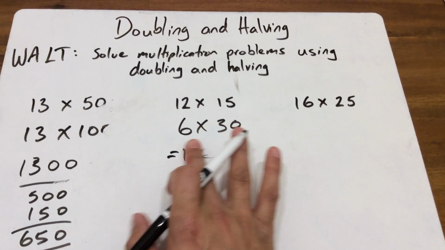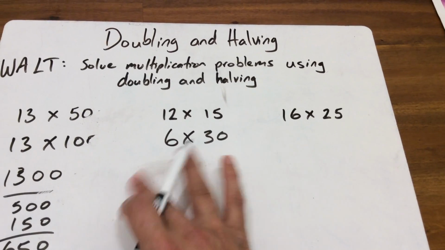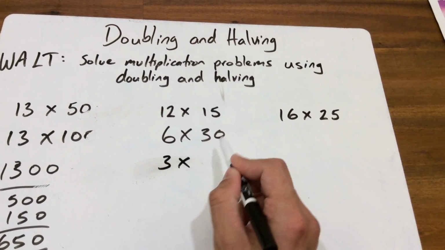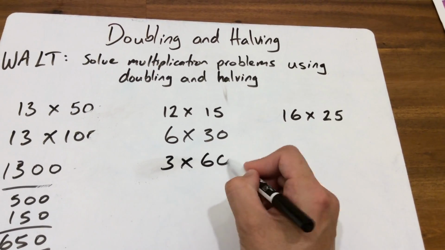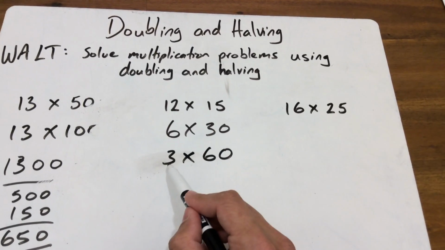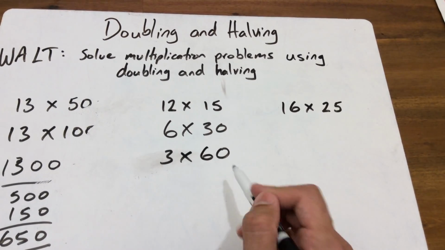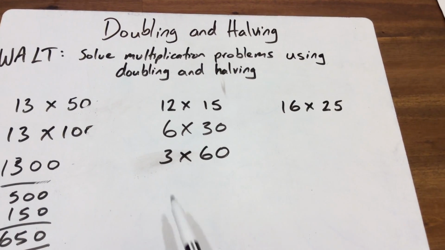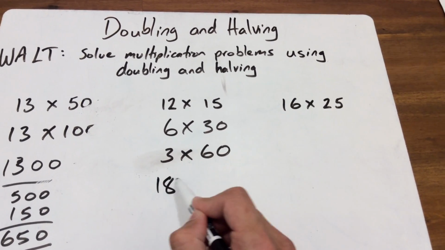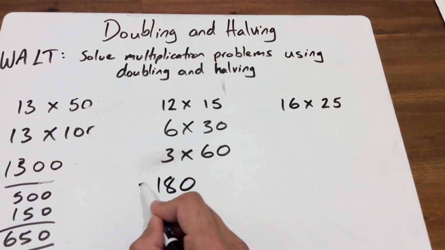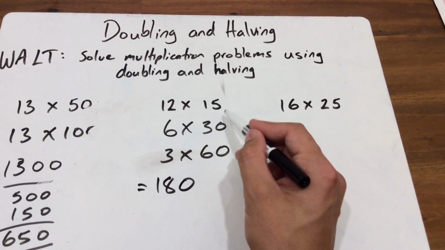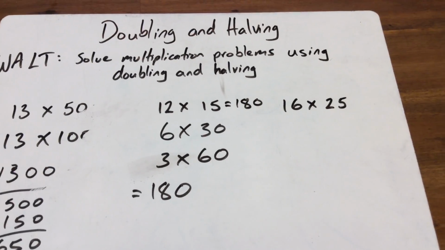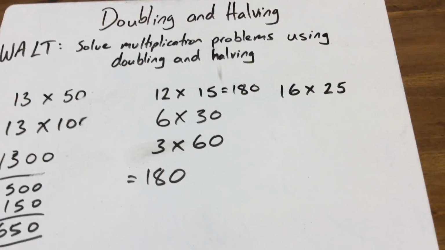We could also keep going with our doubling and halving. I could halve 6 again to get 3, and I could double 30 again to get 60 if I wanted to. Then I've got 3 times 6 times 10. It was almost just like the reverse of this one. We've just changed our family facts around, haven't we? So 3 times 6 equals 18, times 10 equals 180. It's still the same answer that we had from that one, so that answer is 180. Great.